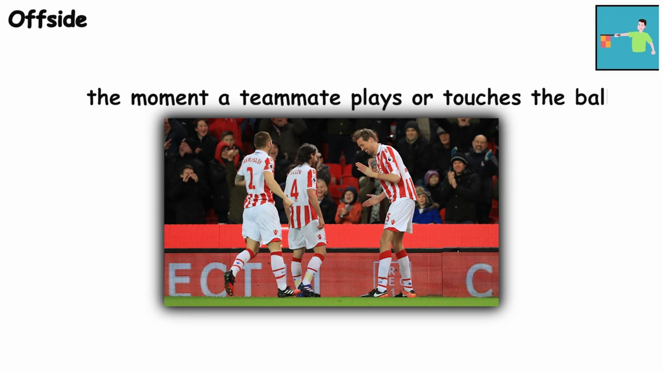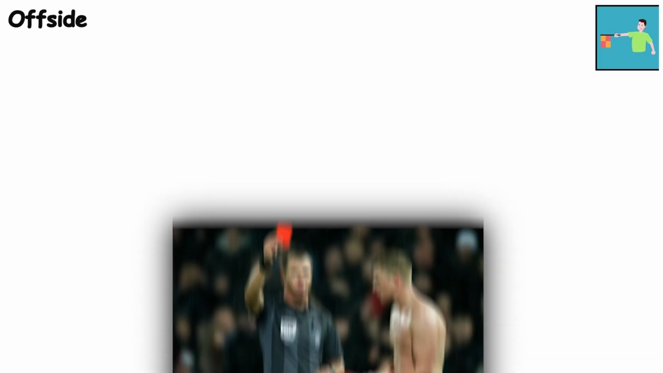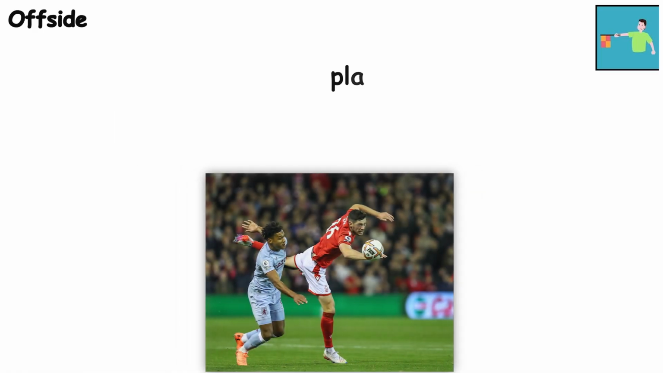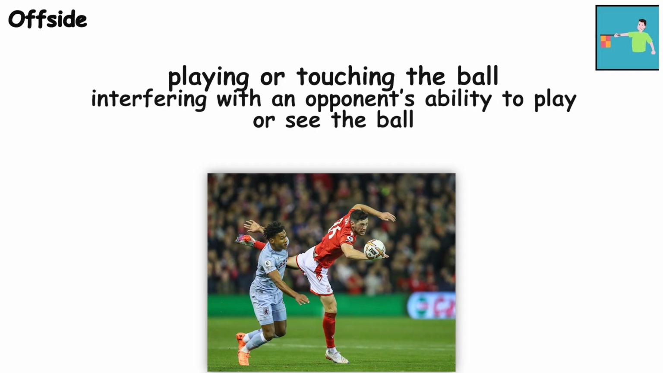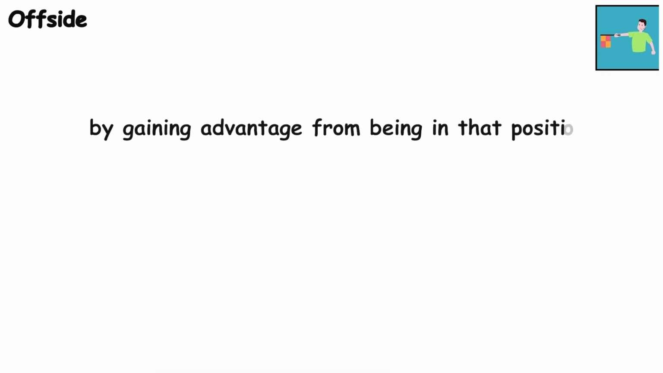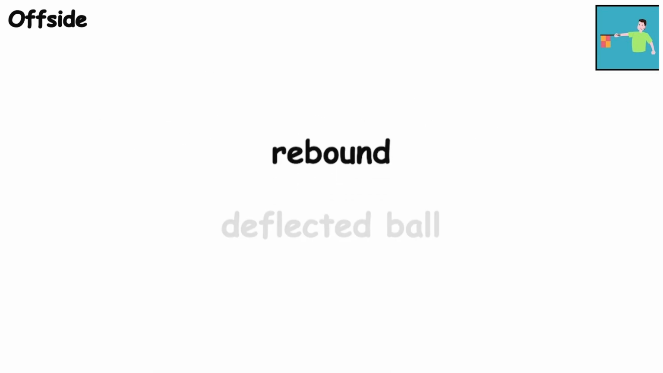An offside offense only becomes relevant when, at the moment a teammate plays or touches the ball, that player is involved in active play. This can happen in several ways: by playing or touching the ball, interfering with an opponent's ability to play or see the ball, attempting to play the ball near them and affecting their play, or by gaining advantage from being in that position, such as playing a rebound or deflected ball.